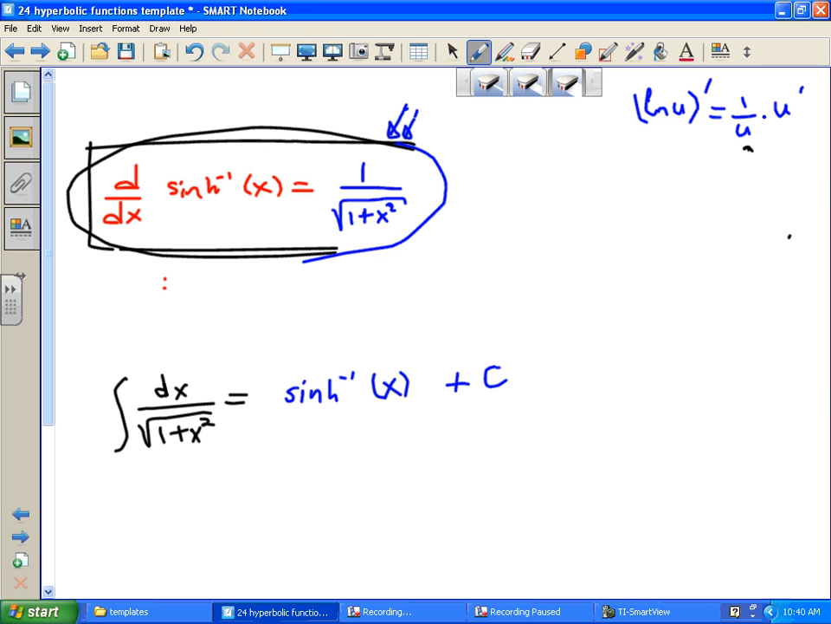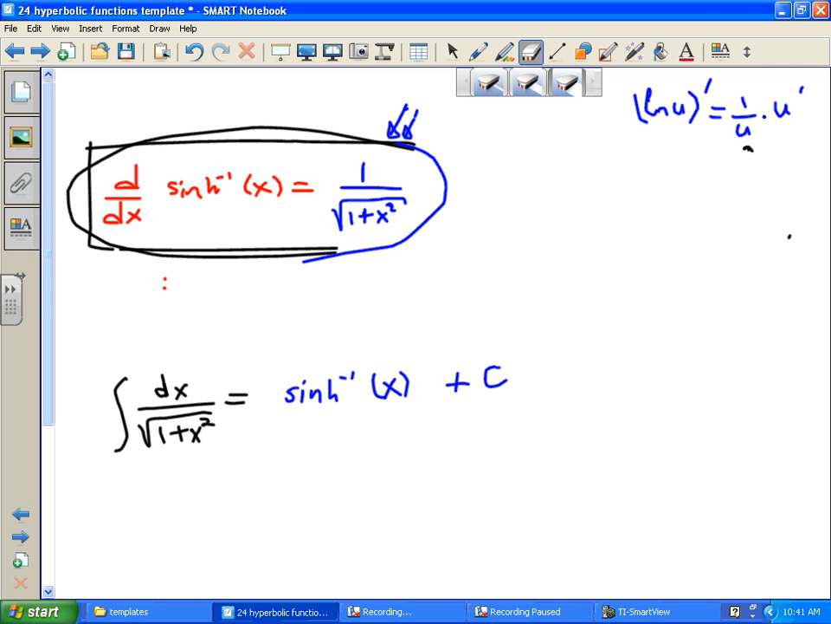Could you have done this question with u substitution? Could you have integrated this using u sub? No, there is no x on the top, right? Could you have used the regular inverse sine function? No, because you don't have a minus on the bottom, right? So you had to use something different, and that something different is the hyperbolic sine inverse function.